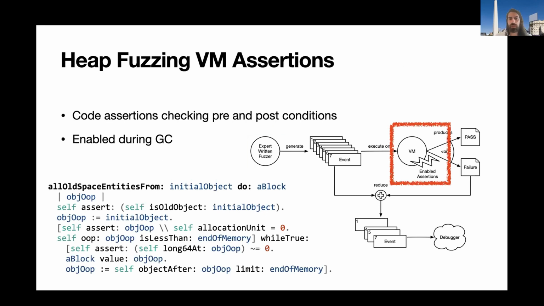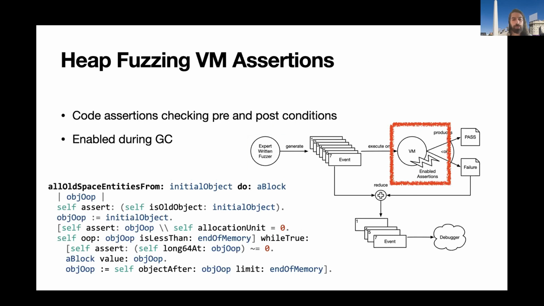And then we have this VM with assertions enabled. So what are these assertions? We have two kinds. First, we have code assertions that are checking pre and post conditions. In the code of the virtual machine, when the garbage collector is running and when the mutations run, we have a lot of assertions.